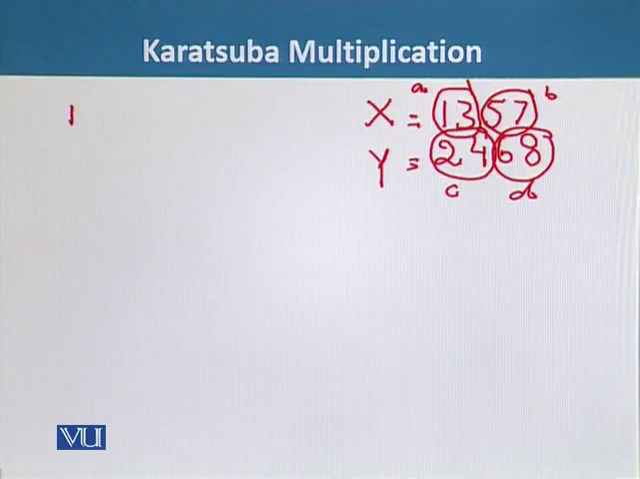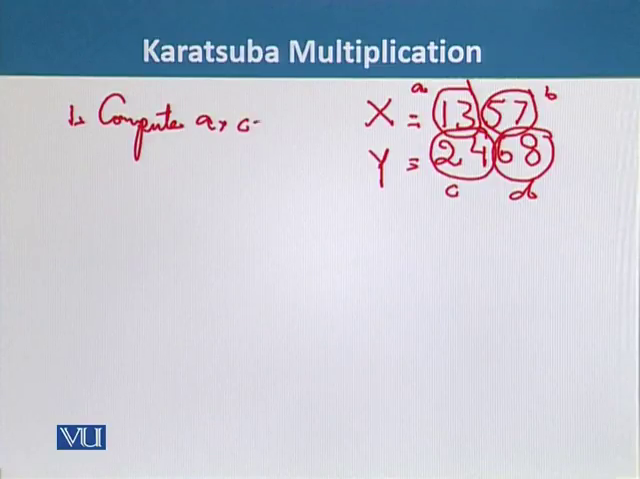The first step is we will compute A times C. A is 13 and C is 24. When we multiply 13 with 24, we get the answer 312.